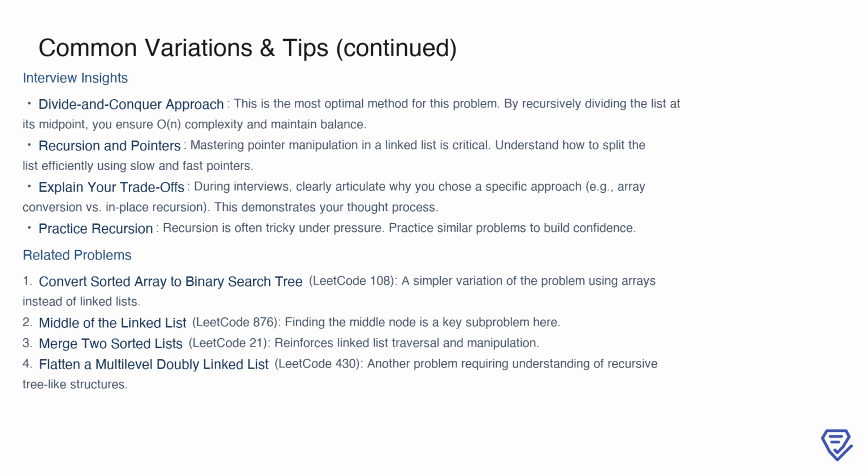Since recursion can be challenging under pressure, practicing similar problems will help you build confidence. Related problems can also strengthen your understanding. For instance, convert sorted array to binary search tree is a simpler variation that uses arrays. Middle of the linked list is directly applicable since finding the middle node is a key subproblem. Merge two sorted lists helps reinforce linked list traversal and manipulation skills, while flatten a multilevel doubly linked list builds your understanding of recursive tree-like structures. These problems are excellent practice for refining your skills and preparing for variations.